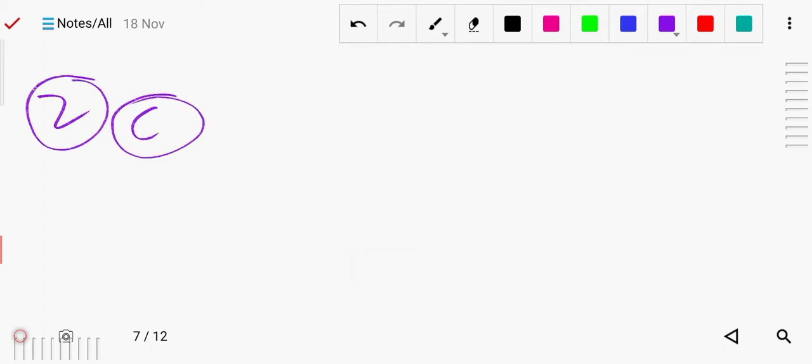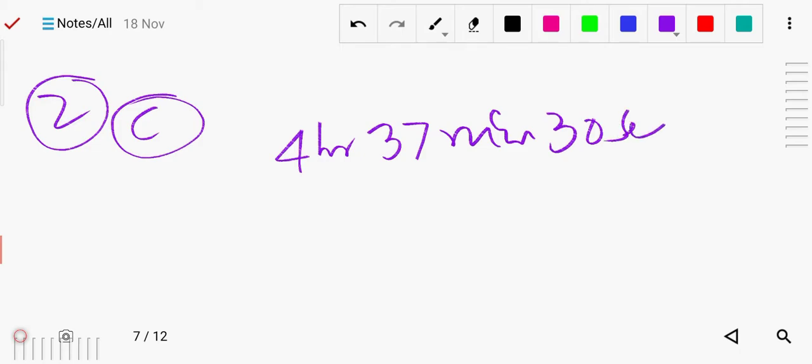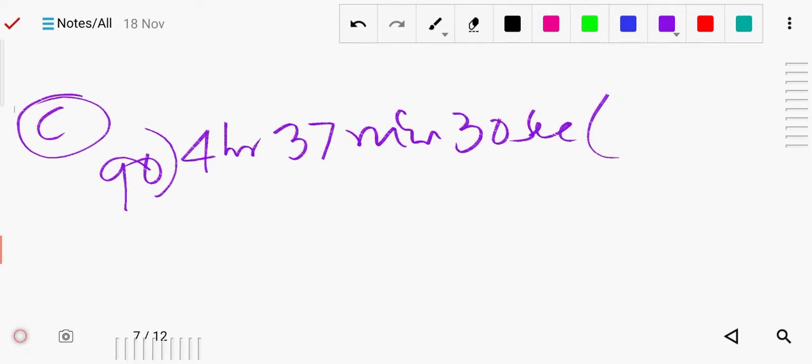Okay, so it is 4 hours, 37 minutes and 30 seconds. And now it has to be divided by 90. Now we have to divide this given number by 90. These numbers have to be divided by 90: 4 hours, 37 minutes and 30. So first of all we'll check it. Can we divide this 4 hours by this 90? Can we divide 4 hours by 90?